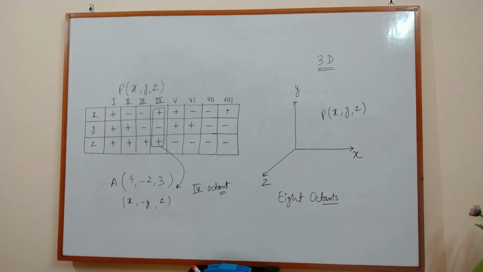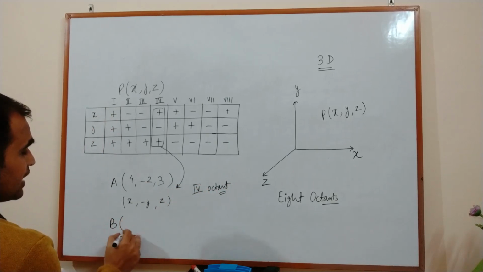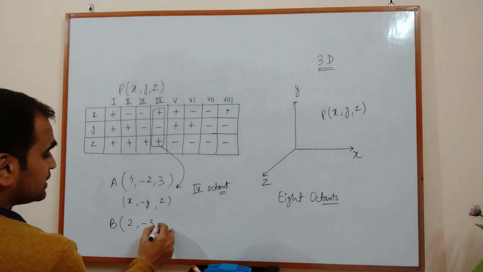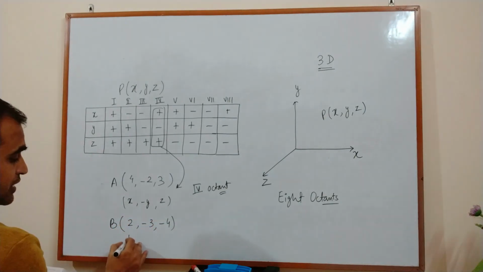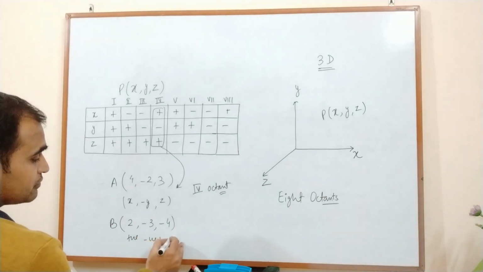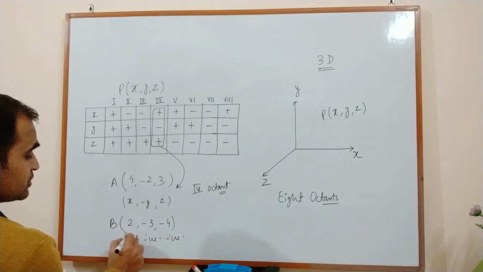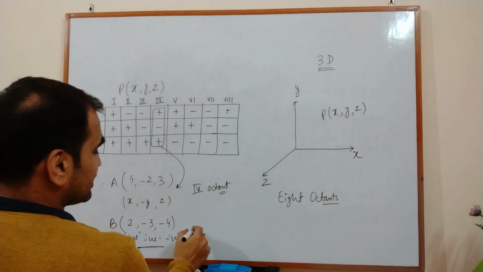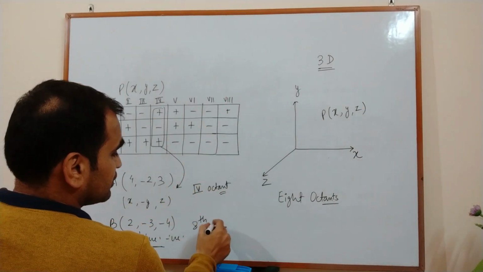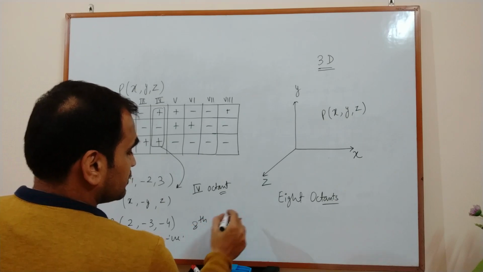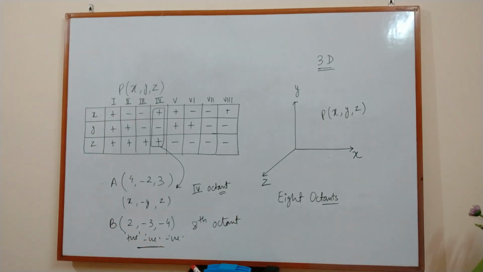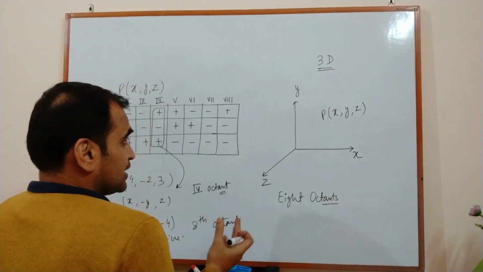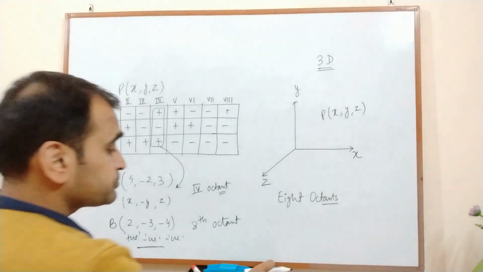Similarly, if you have another point B with coordinates, suppose, 2, minus 3 and minus 4. So x is positive, y is negative, z is also negative. Based on this sign information, again we can check: positive, negative and negative. So this is the 8th octant. Based on the sign information we can check, and this table is very helpful to find which point lies in which octant.